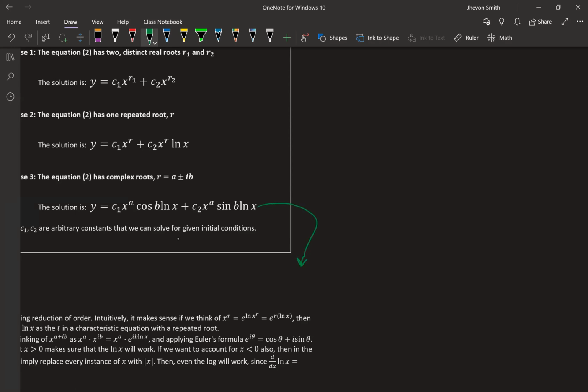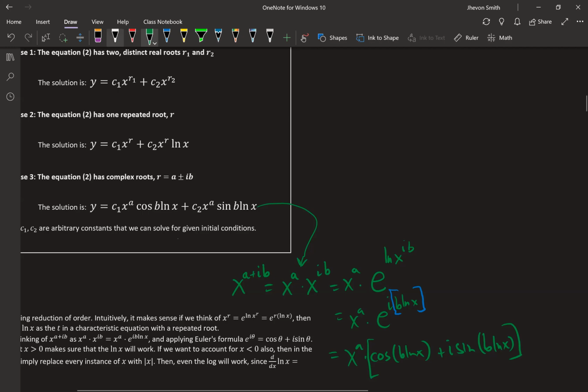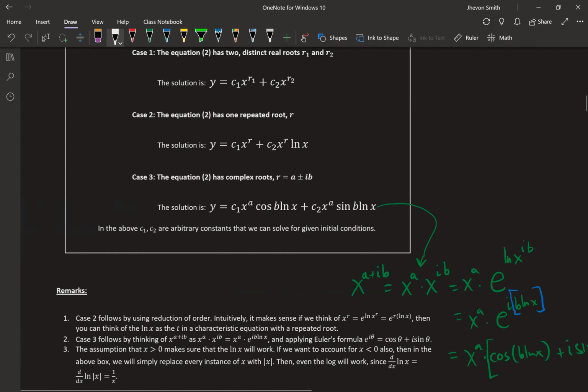If you look at this, if I have x to the a plus ib, this is just x to the a times x to the ib. I can write this as x to the a times e to the ln of x to the ib. Well, that's just going to be e to the ib ln x. And then I just think of the b ln x as the coefficient of i. Apply Euler's formula, so that's going to be the cosine of b ln x plus i times the sine of b ln x. And that's how you get this kind of solution looking like that. Okay, so that gives you the other version.